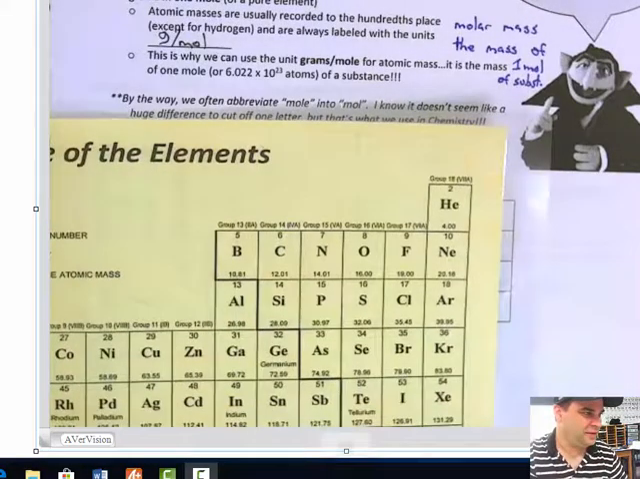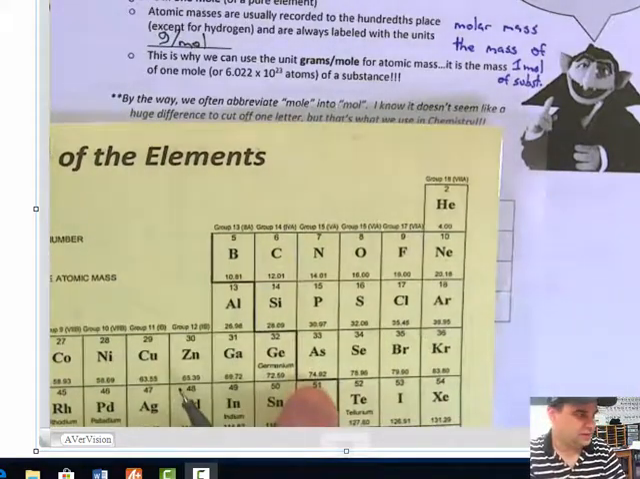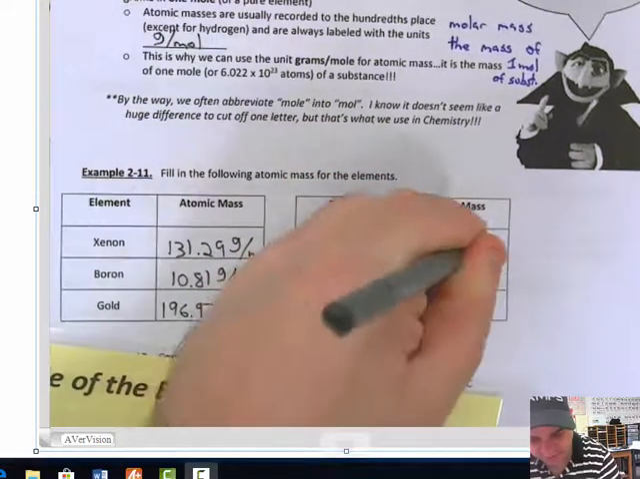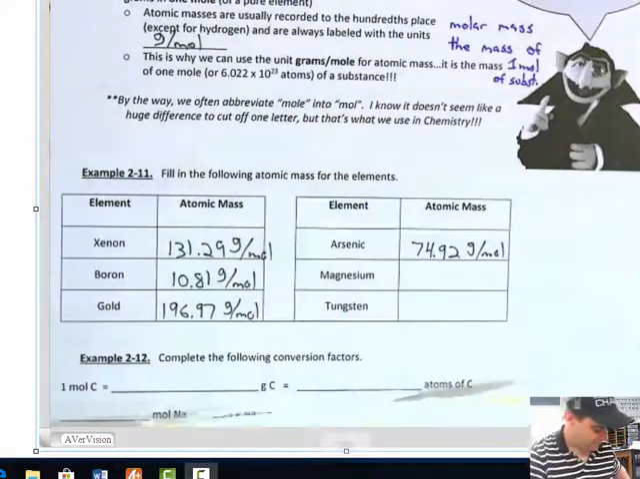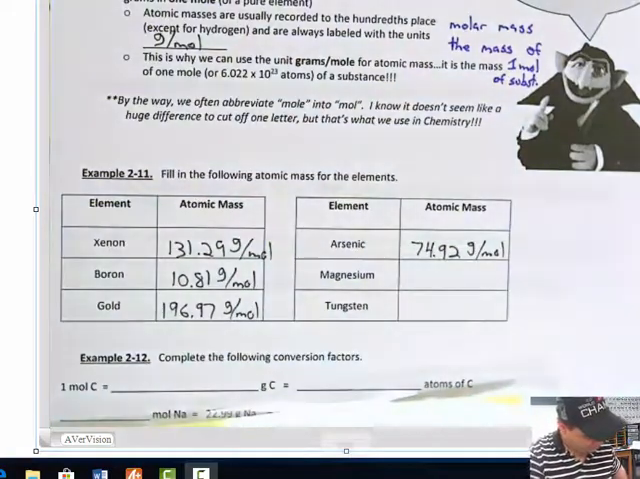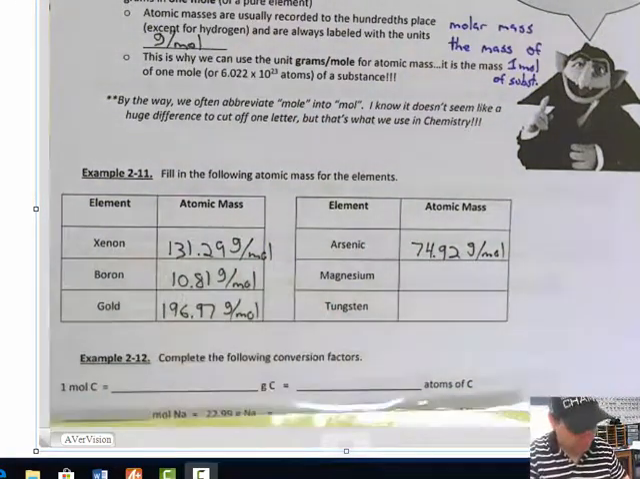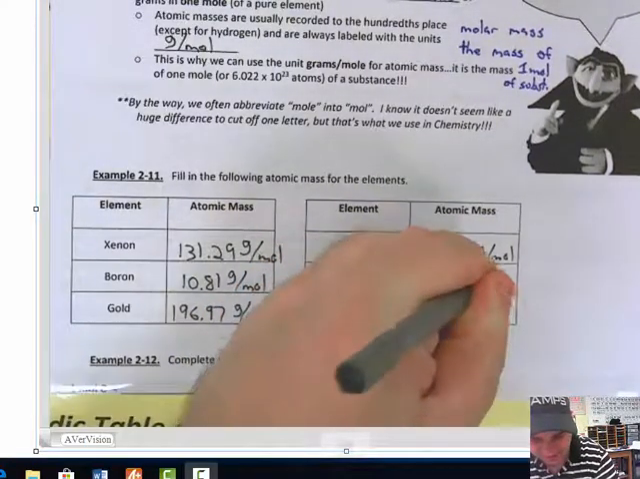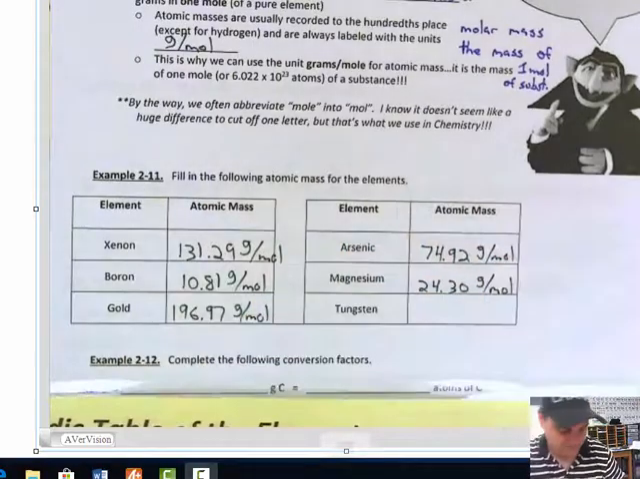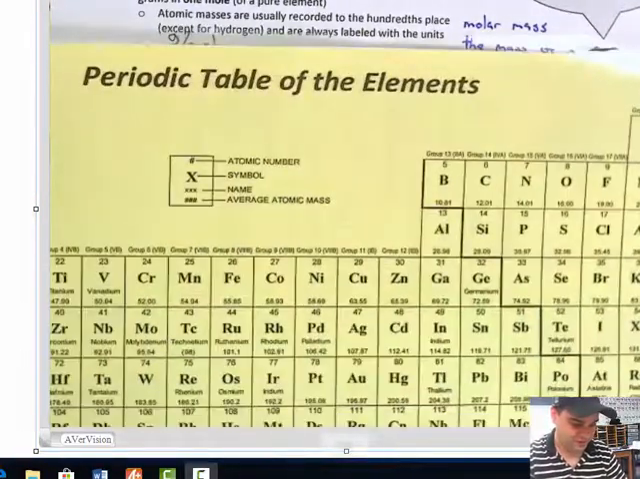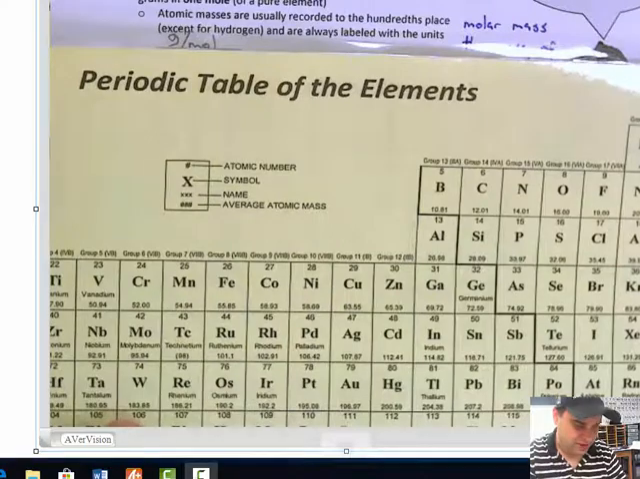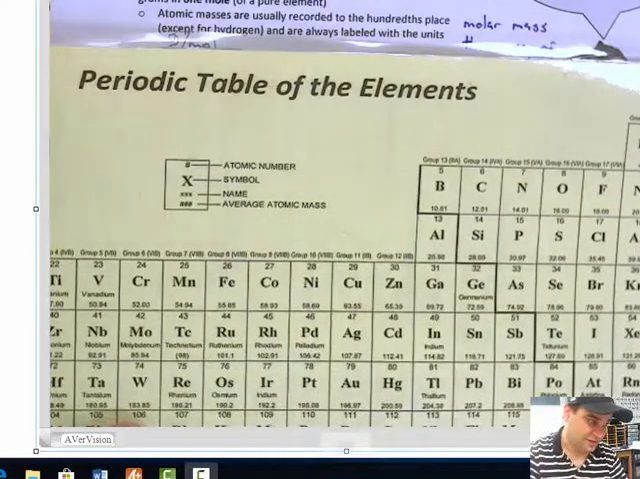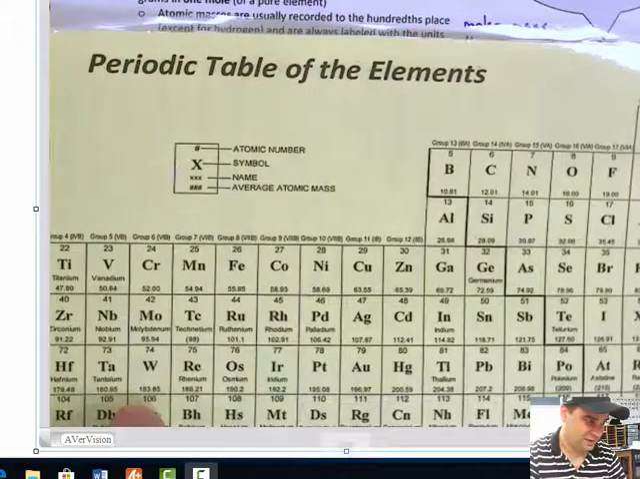Arsenic, we know is As, 74.92 g/mol. Magnesium, Mg, 24.30 g/mol. And then tungsten, my favorite element of them all, 183.85. If you notice that this periodic table doesn't have the names of some of the elements on there, those were the ones you were supposed to memorize. That's why they're not there.